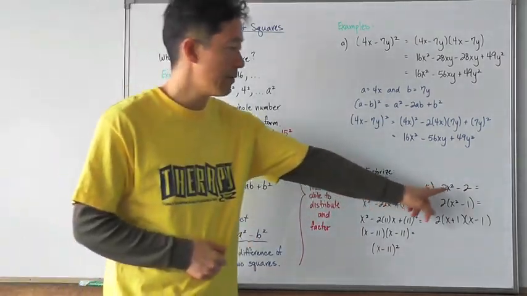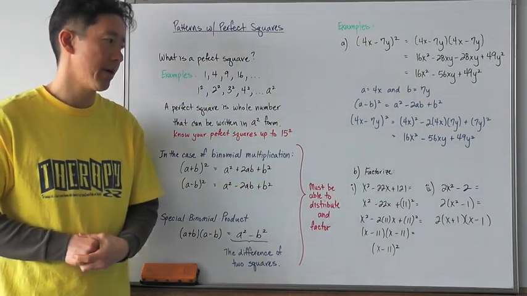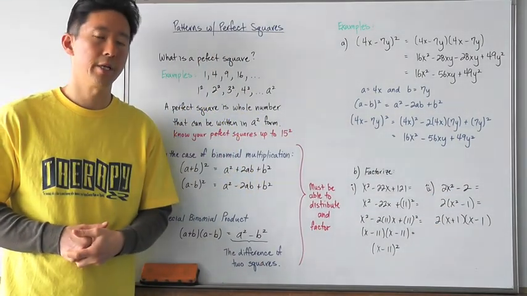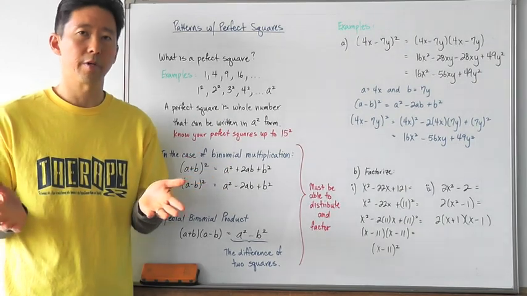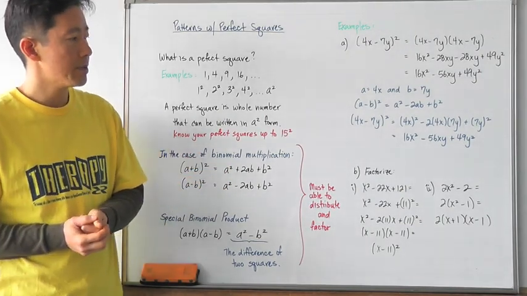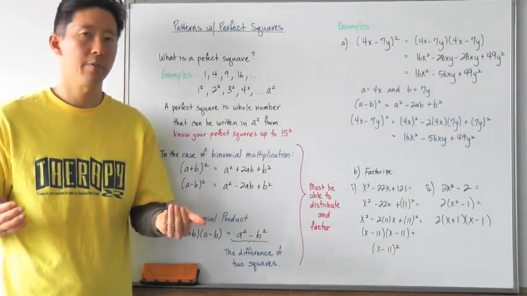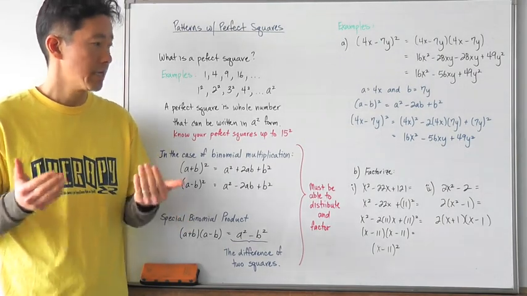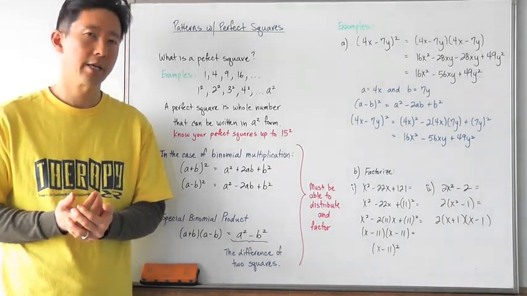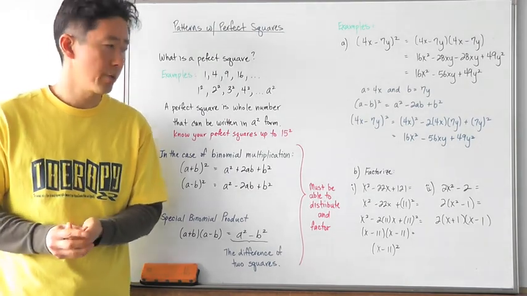In addition to that, say for example, if we take a look at that one there, it says 2x squared minus 2. Now, 2 is not a perfect square. So what we need to do, as any time when we want to factorize, is look for our greatest common factor that we can take out, and in this case the value is 2.